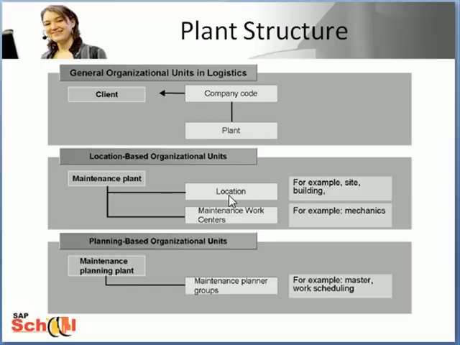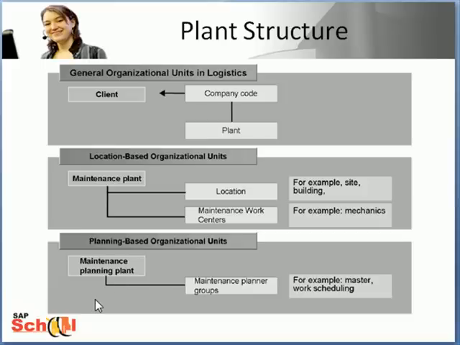Locations. These subdivide a maintenance plant according to spatial criteria like site, building, or coordinates. A maintenance plant can also be subdivided into plant sections based on responsibility for production. The units of capacity in plant maintenance PM are managed as maintenance work centers, and we will take a closer look at this in the next slide.